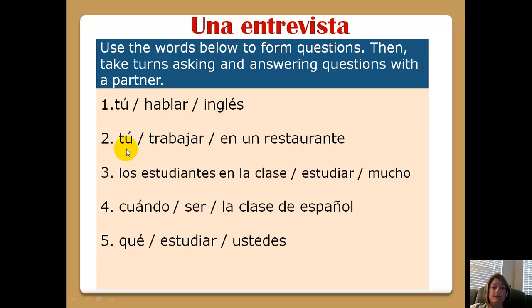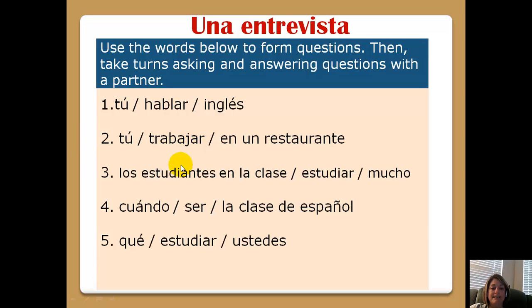El número 2, tú trabajar en un restaurante. So, do you work in a restaurant? Here are your three choices. ¿Tú trabajas en un restaurante? With question marks. And in fact, both on number 1 and 2, you don't even have to have the subject if you don't want to, because remember, within the conjugation of hablas and trabajas, we know that the subject is tú. But sometimes we need it for emphasis. Another possibility for number 2 is ¿trabajas tú en un restaurante? And the third possibility is ¿trabajas en un restaurante tú?